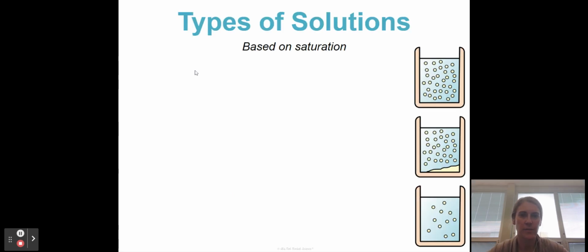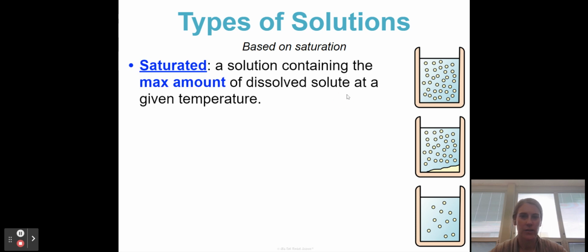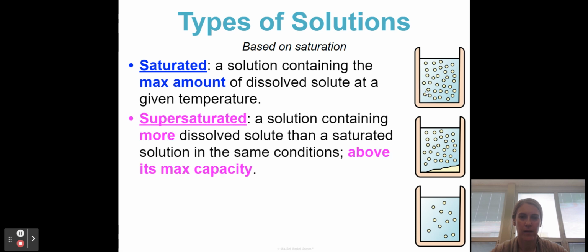Okay, so types of solution based on saturation. Here are some pictures, and hopefully the video helped a little to introduce it. All right, saturated means that we have a solution containing the max amount of dissolved solute at a given temperature. So we are at capacity as far as how much solute can be dissolved. If you keep adding more and more, it's just going to sink to the bottom and start piling up there. So a saturated solution is the maximum amount.